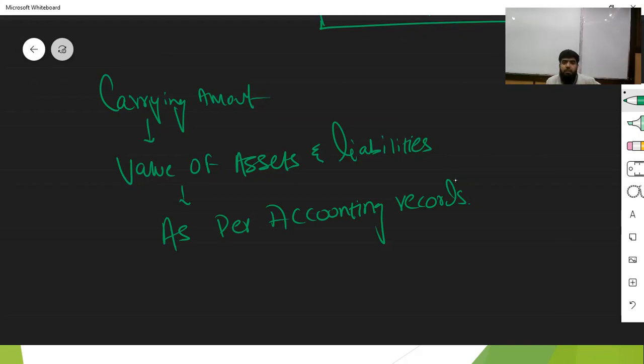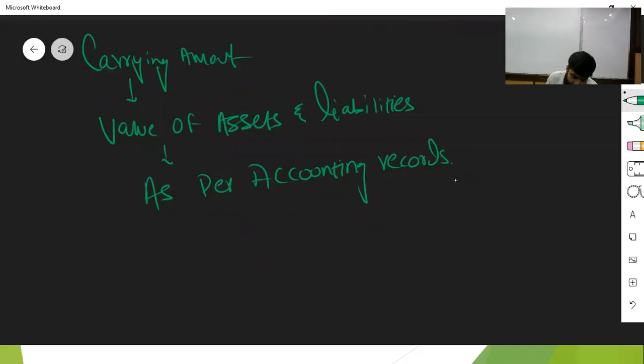That is not the case. It means the carrying amount is basically the value of asset and liability as per your accounting records. That is the carrying amount. And what is tax base? Now the tax base would be quite obvious.